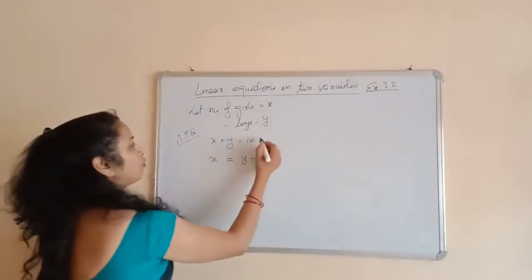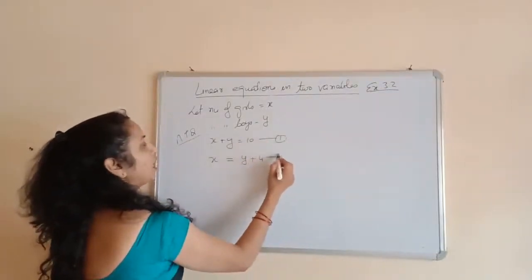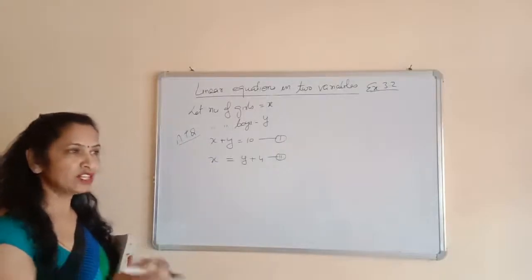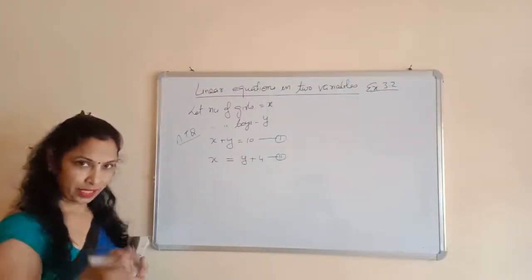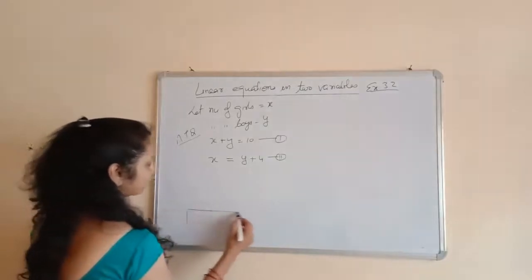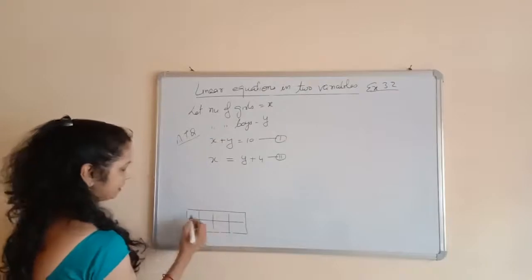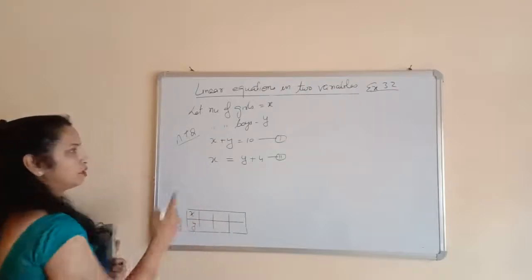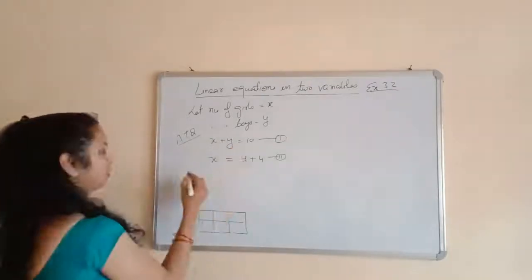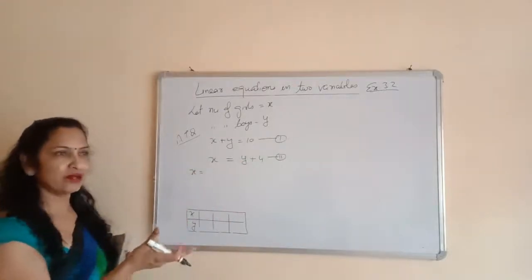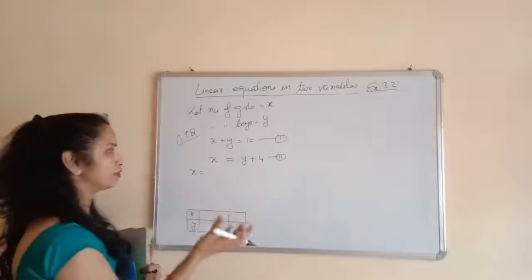Now we have two equations and we have to solve them graphically. How will we solve it graphically? First we have to make a table like this. I explained in the last lecture, and again I am going to explain how you can make the table for making the graph. So x plus y is equal to 10. We can take any value, like x is equal to 10 minus y, or y is equal to 10 minus x.